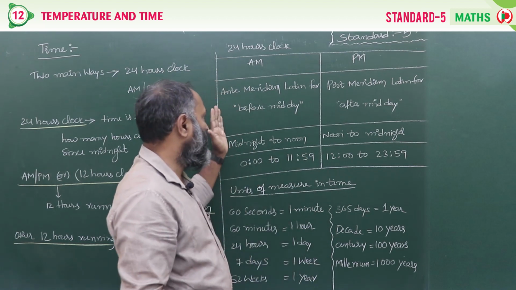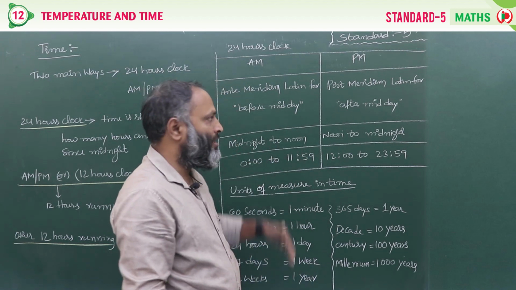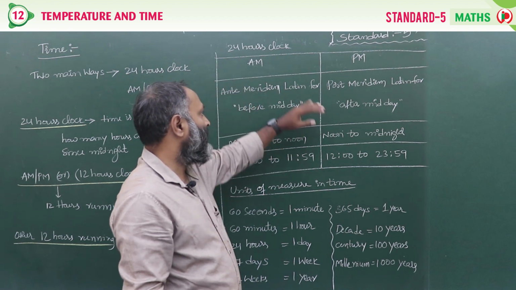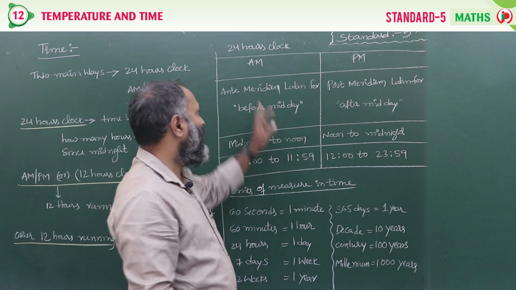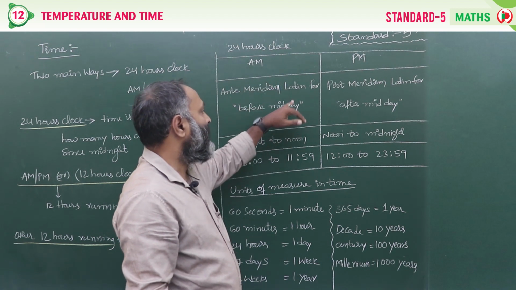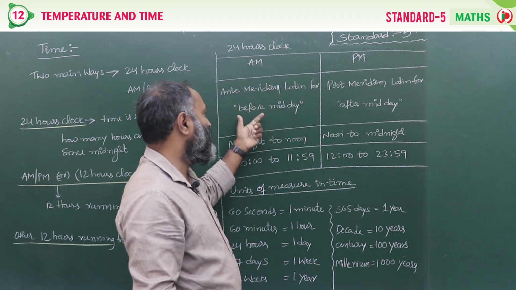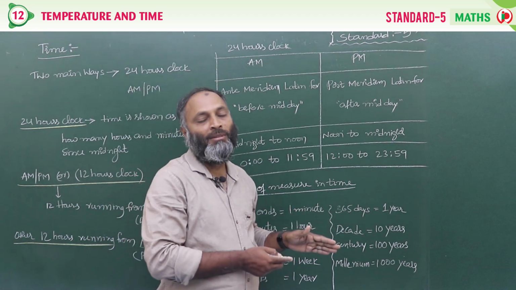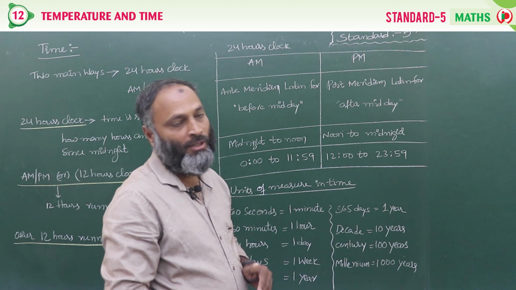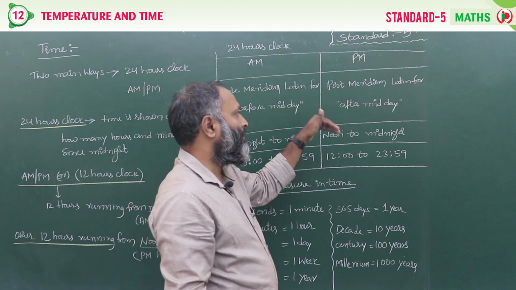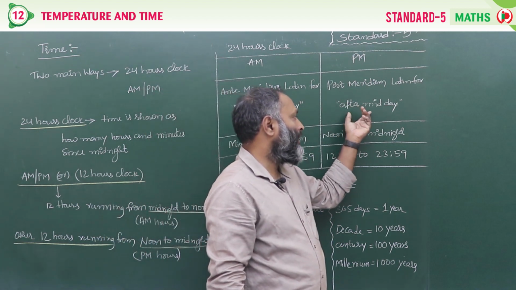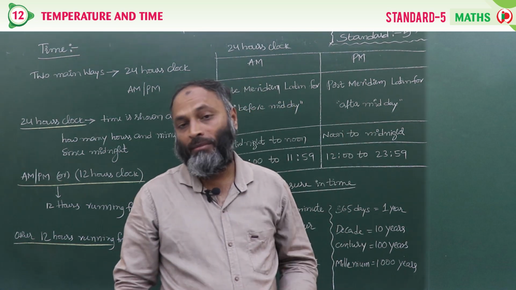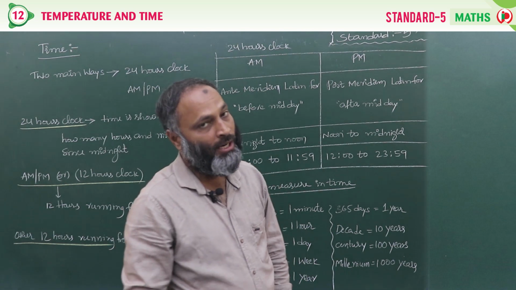So how to represent AM and PM in 24 hours? So comparison. First, AM means anti-meridian. In Latin, the meaning is before midday. Whatever the time is before midday, that is anti-meridian. And post meridian, in Latin, the meaning is after midday. Whatever the time is after midday, that is PM hours.